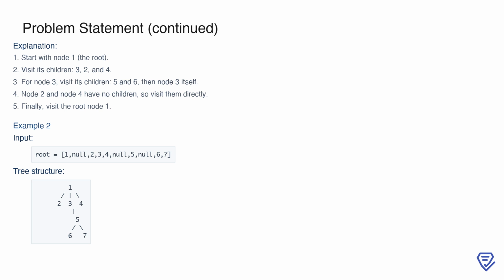For node 3, we then visit its children, 5 and 6, before visiting node 3 itself. Nodes 2 and 4 don't have any children, so they are visited directly. Finally, after all children of node 1 have been visited, we visit node 1 itself. This step-by-step process ensures that the traversal adheres to the postorder rules, visiting children first and the parent node last.